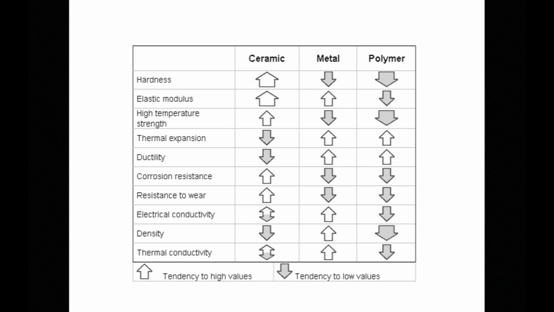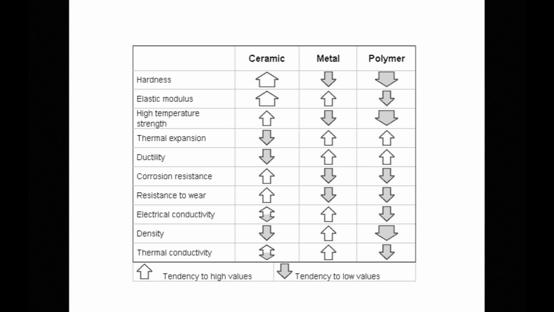For example, between metal and polymer, ceramics are the hardest materials, with very high hardness. The elastic or bulk modulus is high for ceramics as well as metals, but weaker for polymers, unless you use high-performance polymers. Ceramics have high temperature strength, whereas metals and polymers would, of course, melt. However, the thermal expansion is very poor for ceramics, but very good for metals and polymers. The ceramic is also poorly ductile, whereas a metal and a polymer can be bent or reshaped.